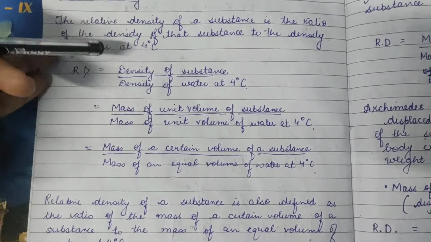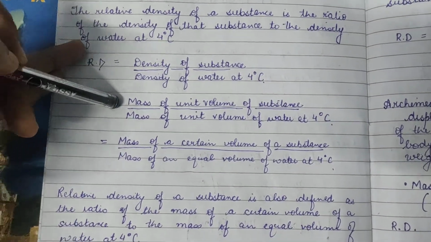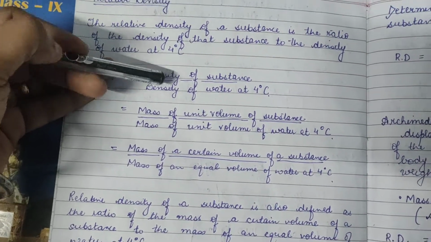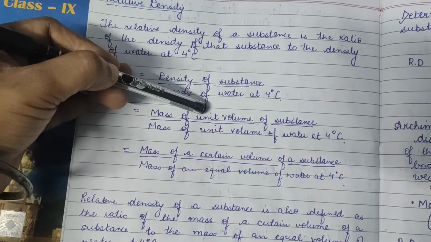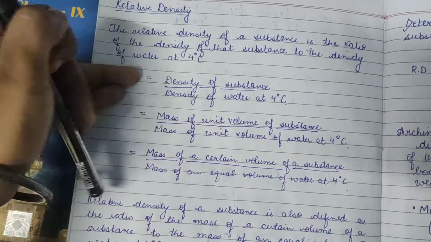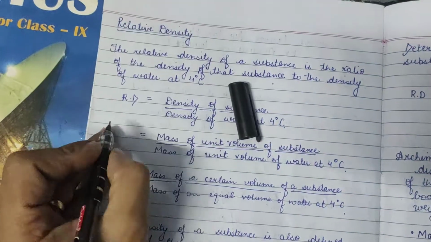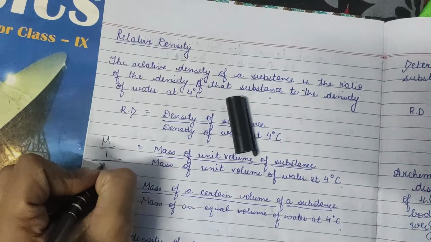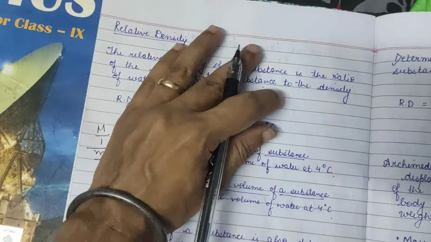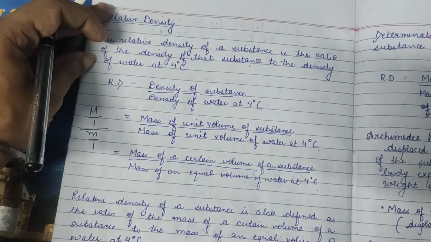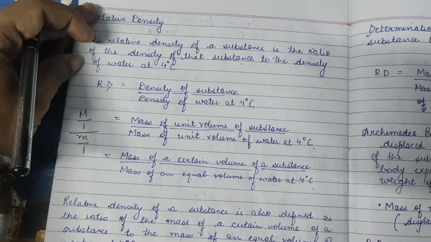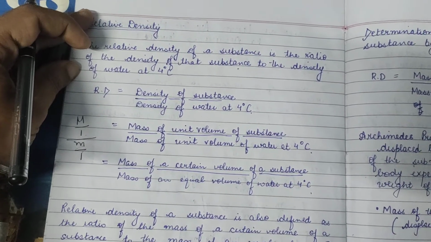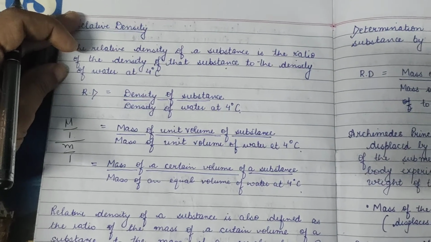Next, now we are expressing this density in the form of mass. But we know density is what? Mass upon volume. So here we are mentioning the term mass of unit volume. It means mass upon volume, that will become what? M upon 1 for the substance and M upon 1 for the water. So we can compare the ratio of the masses if the volume is 1 centimeter cube or 1 meter cube.